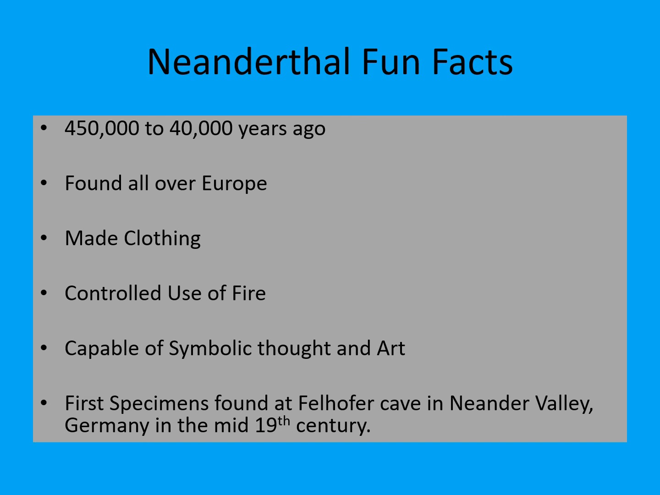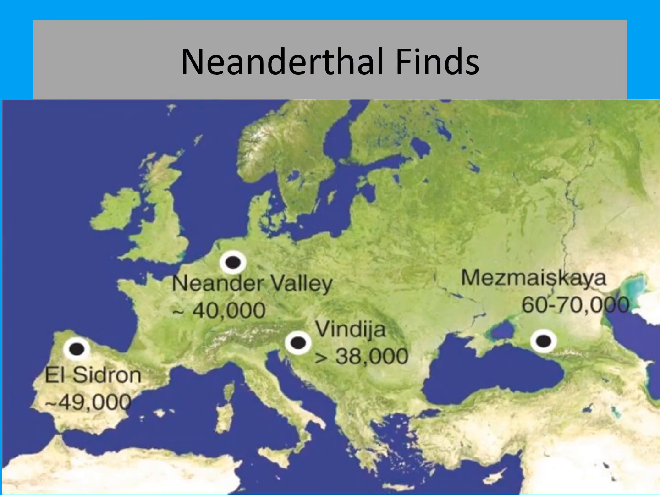So they were actually found right around the time when Darwin came out with his theory of evolution via natural selection. Some other important Neanderthal finds: of course, we have the Neander Valley finds around 40,000 years ago, the El Sidrón around 49,000, the Vindija specimens from 38,000, and the, I'm not even going to try to pronounce it, from around 60 to 70,000. And now we have all sorts of specimens in the Middle Eastern region here, specimens that we found in this region here. In essence, we have more finds that aren't listed on this map.